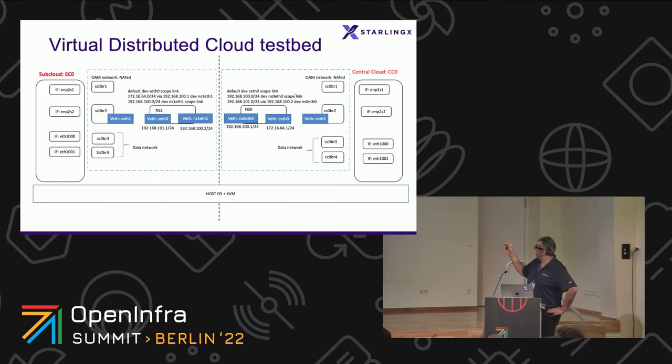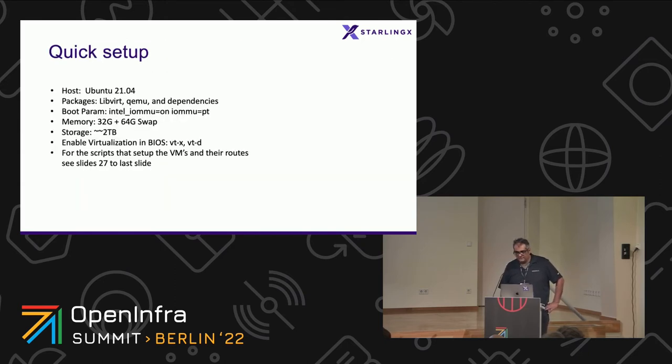The connection between them has an OAM connection and a management interface. The management interface has to be routable, so the plumbing in here basically gives us the routing. I have this set up on one of my laptops here, and later this afternoon I have another session where I will demo instantiating the distributed cloud on my laptop. I also have a set of scripts at the end of this presentation, which you can download and use.